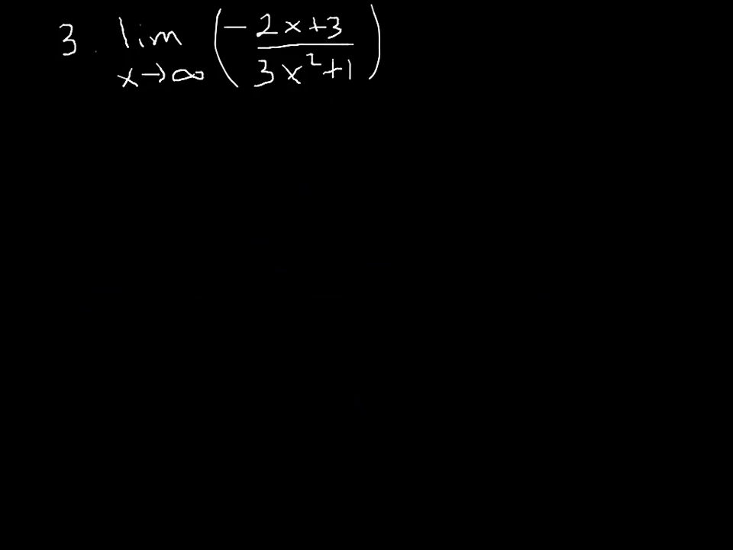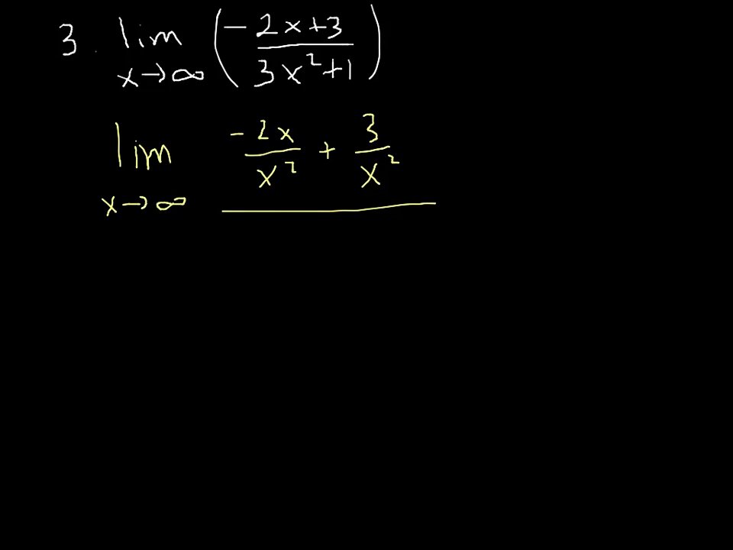Okay, here's another problem. Limit as x approaches infinity of (-2x + 3) divided by (3x² + 1). Okay, so we're going to do something a little bit different here. What we're going to do is divide all of the terms by the biggest power, which is the x². So I'm going to have -2x divided by x² plus 3 divided by x², and all of that over 3x² divided by x² plus 1 divided by x².